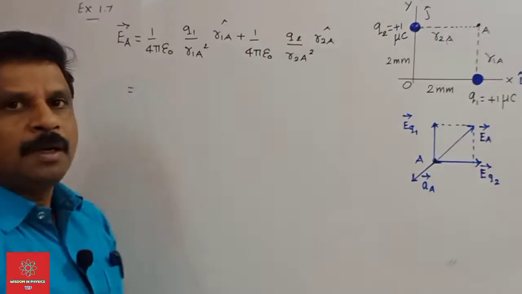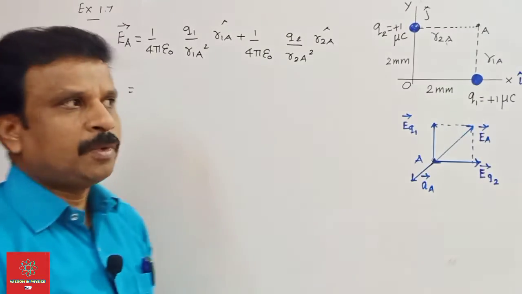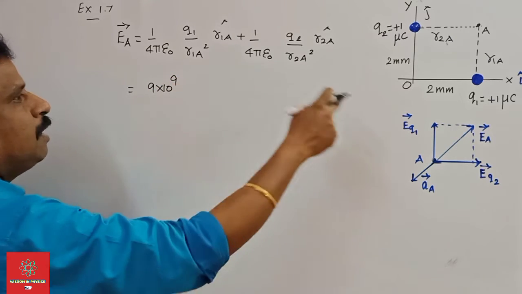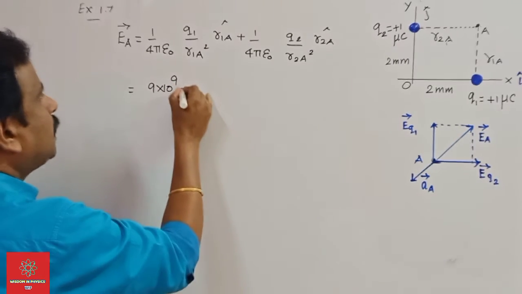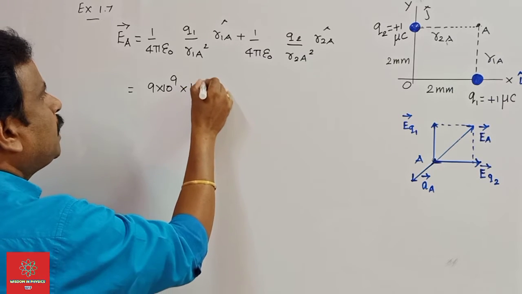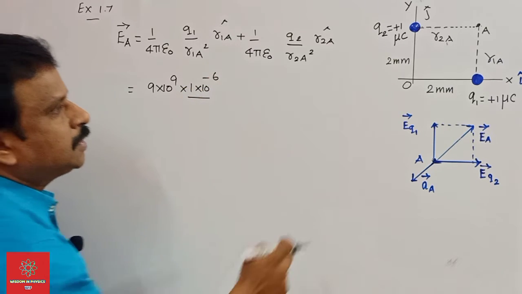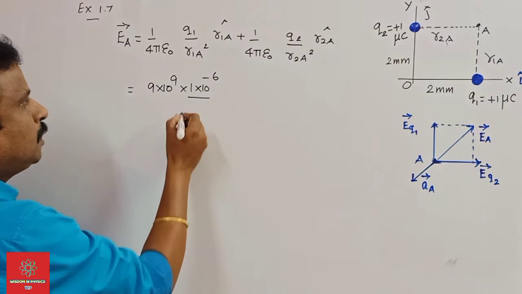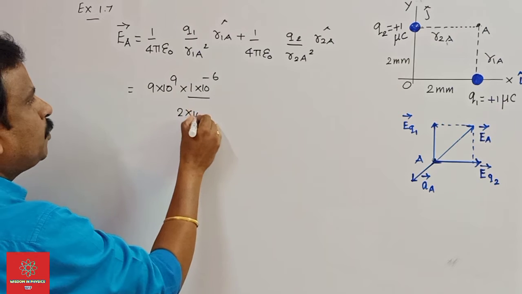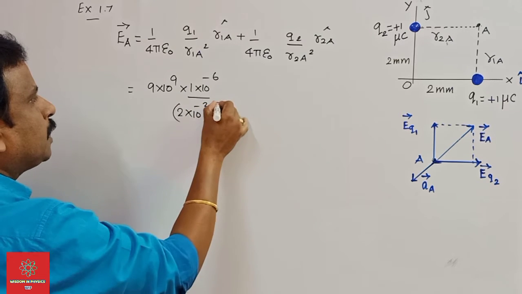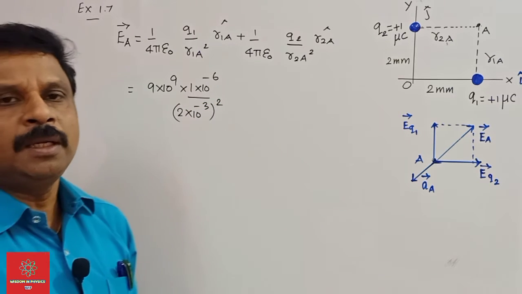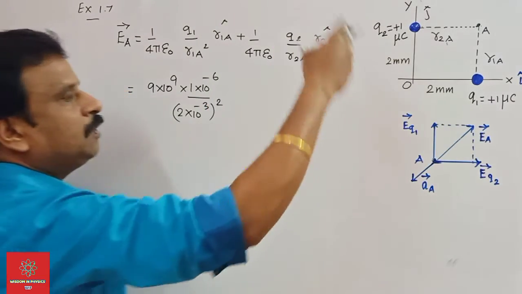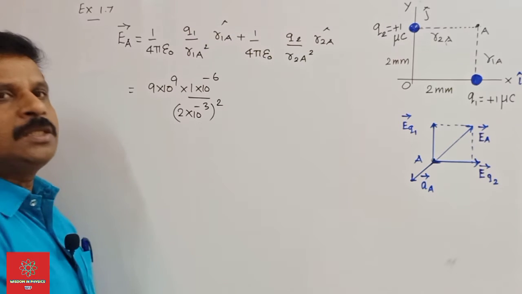1 by 4 pi epsilon 0, it is very clear, 9 into 10 to the power of 9. The charge is 1 microcoulomb, so you can write it as 1 into 10 to the power of minus 6 coulomb divided by distance. What is the distance? If this is 2 millimeter, this is also 2 millimeter. So 2 into 10 to the power of minus 3 the whole square. Correct? 1 millimeter is equal to 10 to the power of minus 3 meter. R1A vector is the unit vector which is along the positive y-axis. What is the unit vector?